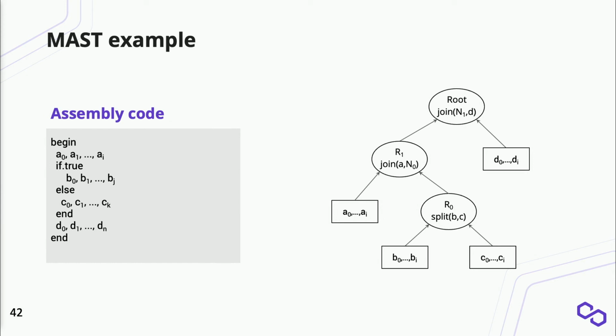But basically, if you traverse this tree in a depth-first manner, you first execute A0 through AI, then you go back up and see that this is a join node, so you need to execute the node on the right. So you'll execute B0 through BI if the top of the stack is 1, and if not, you'll execute the C instructions, and then you go back up to the top, and then you execute the D instructions.